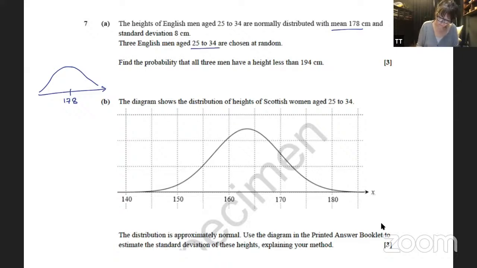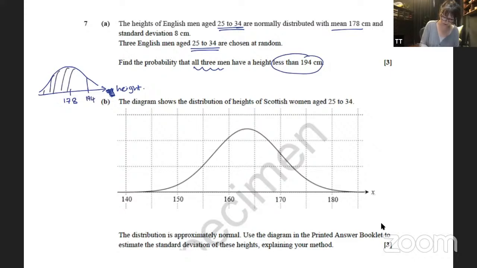3 men aged 25 to 34, and this is ages. No, it's not. It's men aged 25 to 34. What's their height? 3 of them are chosen. What is the probability that all 3 have a height of less than 194? 194, this area here. But that's only 1 man.